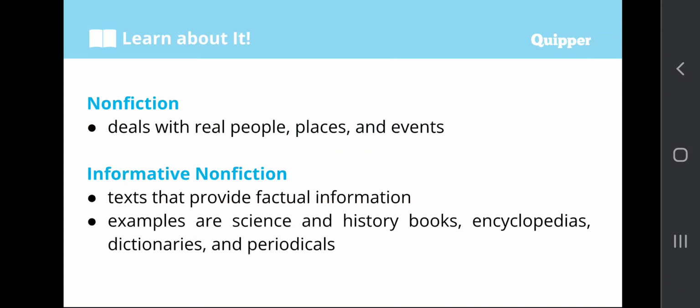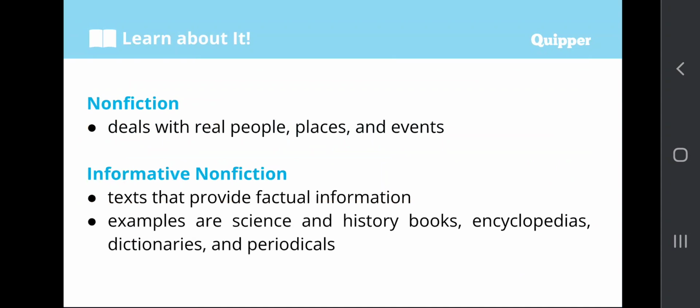Contrary to fiction, where characters, setting, plot, or theme is the product of the imagination of the author, nonfiction deals with real people, places, and events. Take note of the keyword real, meaning to say it is happening, true people, places, or events.